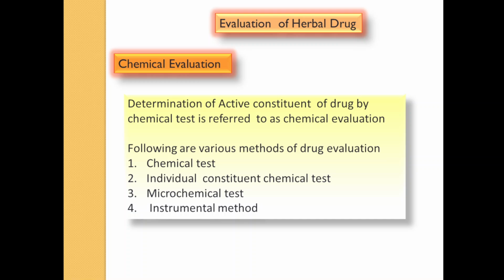Today's topic is evaluation of herbal drug. In that, today we are going to study chemical evaluation of drug to determine its active constituent by various chemical tests. There are various methods which come under chemical evaluation. First is chemical test, second is individual constituent chemical test, third one is microchemical test and fourth one is instrumental method.